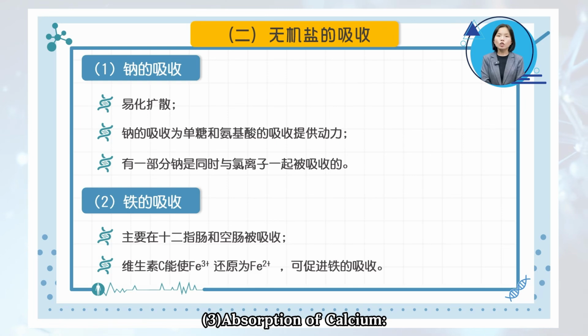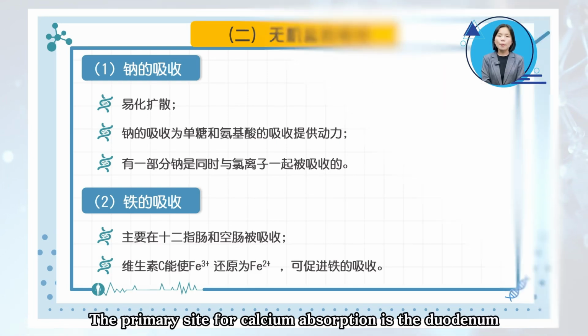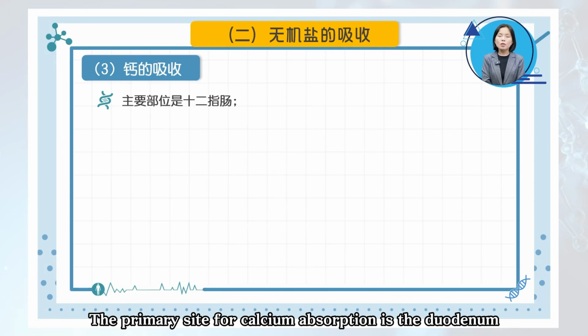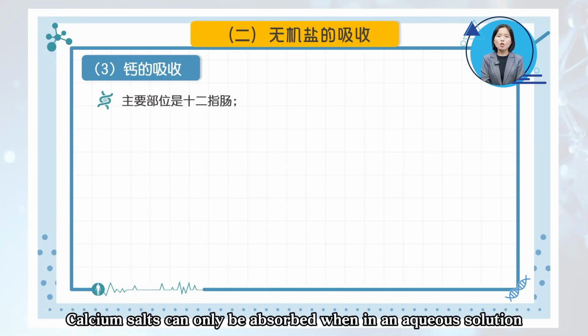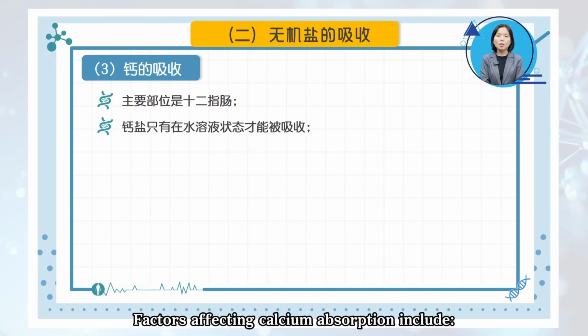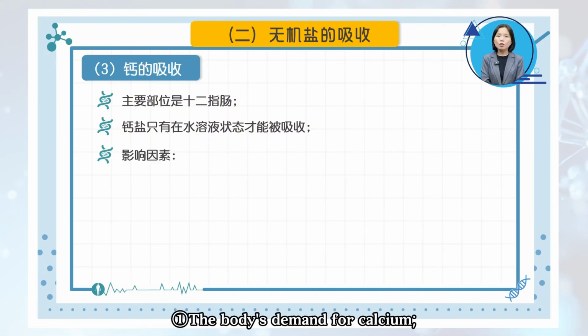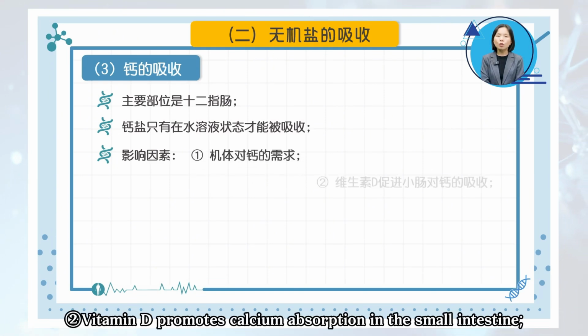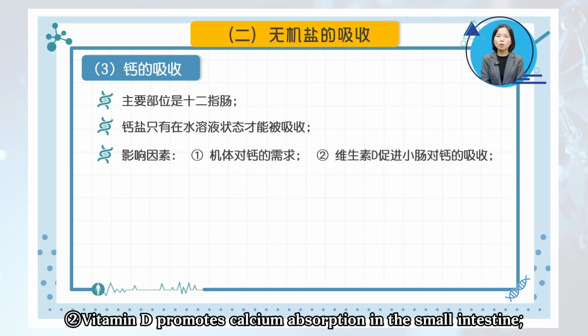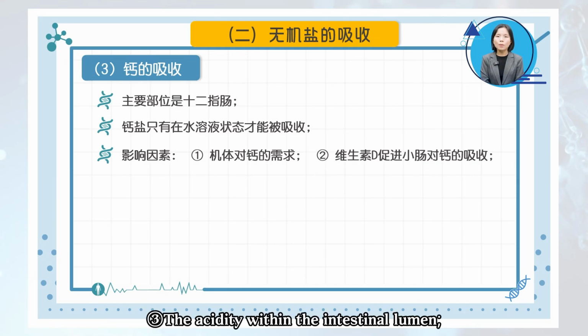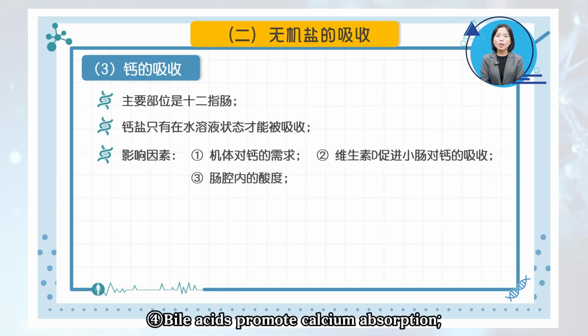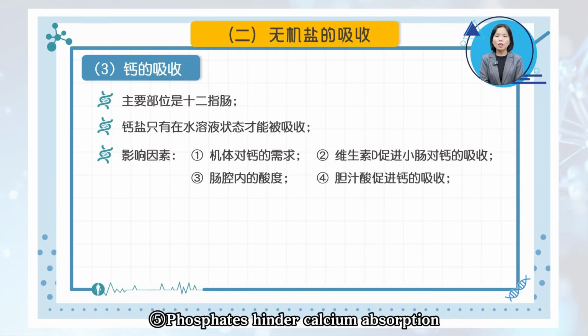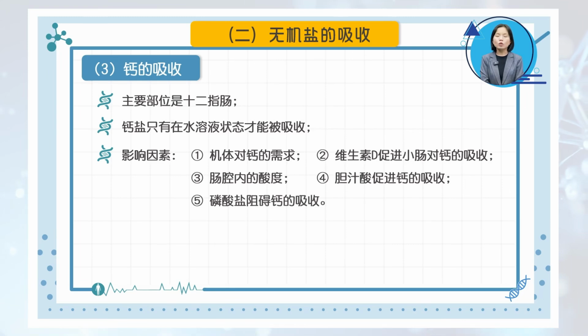3. Absorption of calcium. The primary site for calcium absorption is the duodenum. Calcium salts can only be absorbed when in an aqueous solution. Factors affecting calcium absorption include the body's demand for calcium. Vitamin D promotes calcium absorption in the small intestine. The acidity within the intestinal lumen. Bile acids promote calcium absorption. Phosphates hinder calcium absorption.